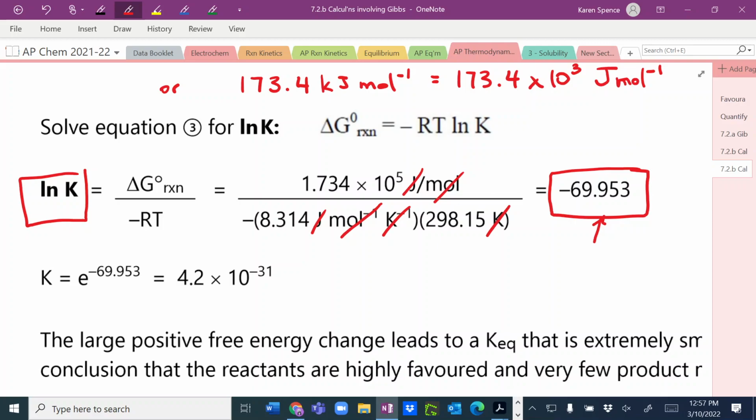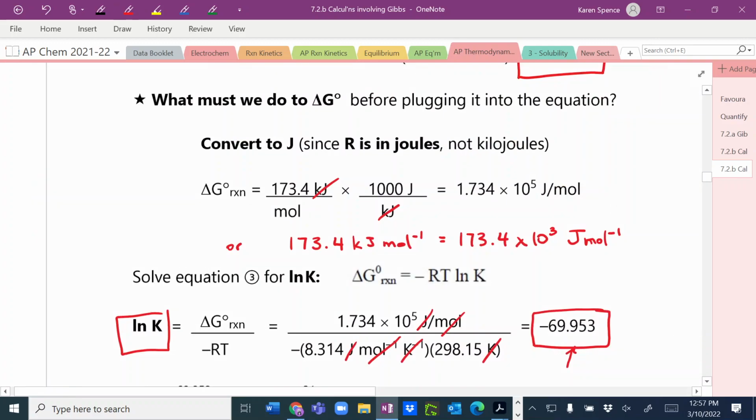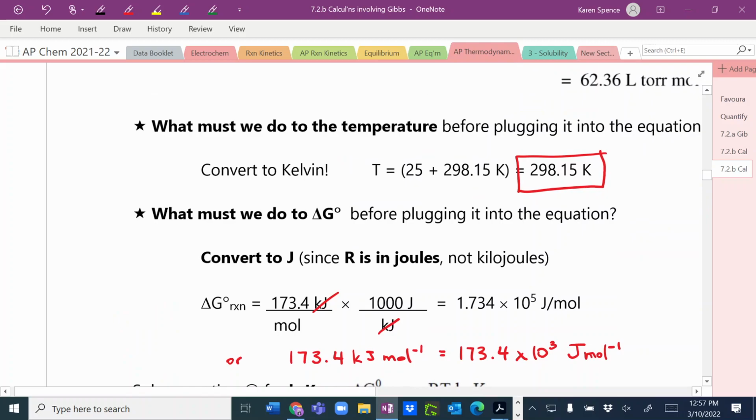Wow, that is a terribly, terribly small K value, yes? Is this reactant favored or product favored? Reactant favored. This is very, very not spontaneous.